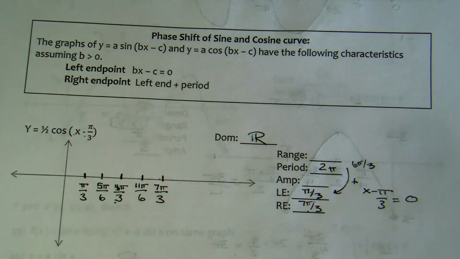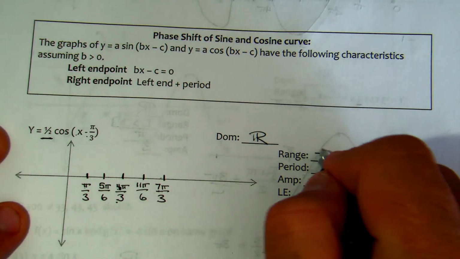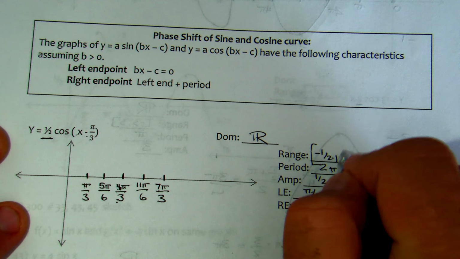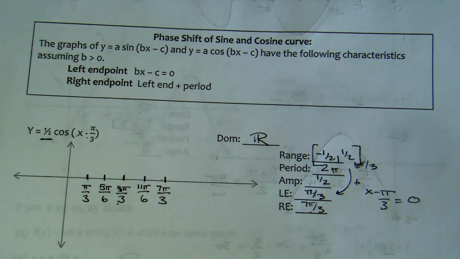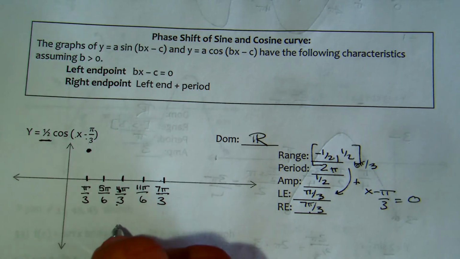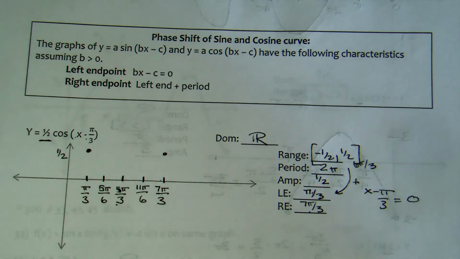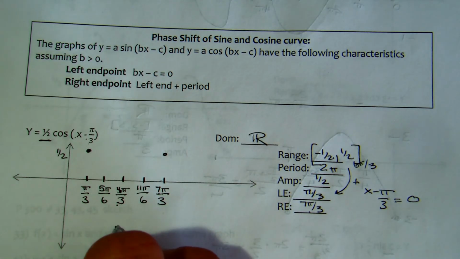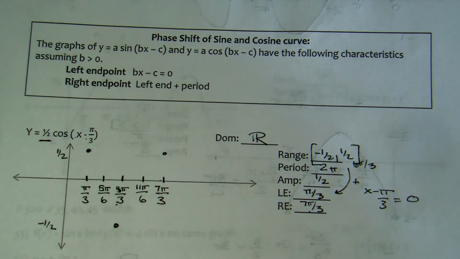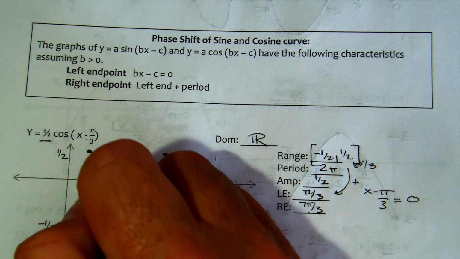All right? Now, amplitude's 1/2, which means my range is going to go from negative 1/2 to 1/2. So, cosine starts at the maximum and ends at the maximum, so that's going to start and end at 1/2. At the halfway point, it'll be at its minimum, which is negative 1/2. Quarter points are zeros, and all I'm going to do is connect them.